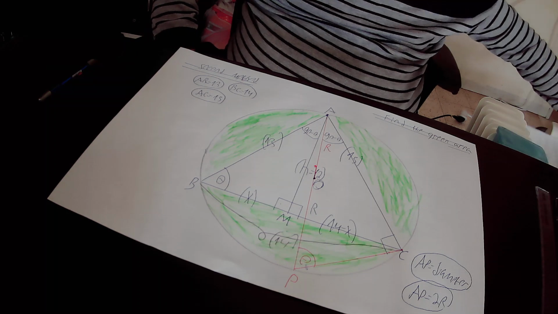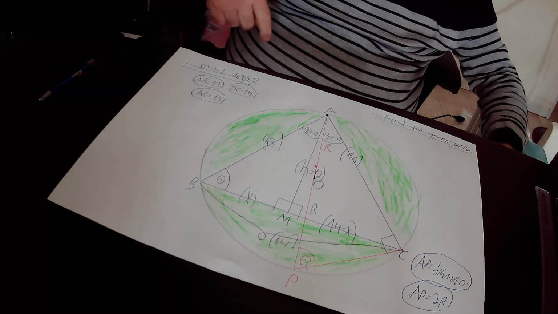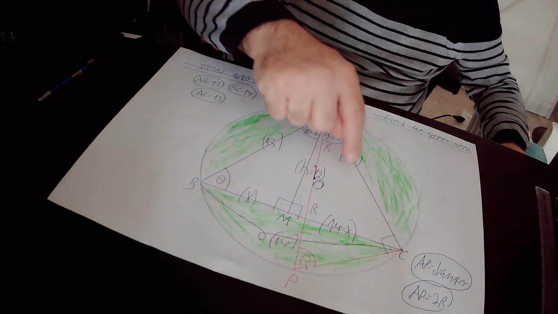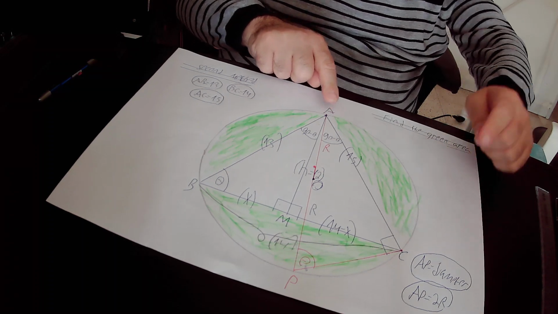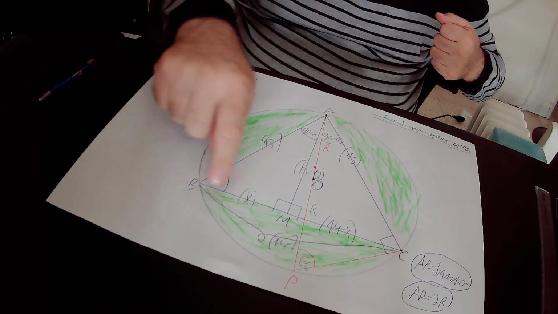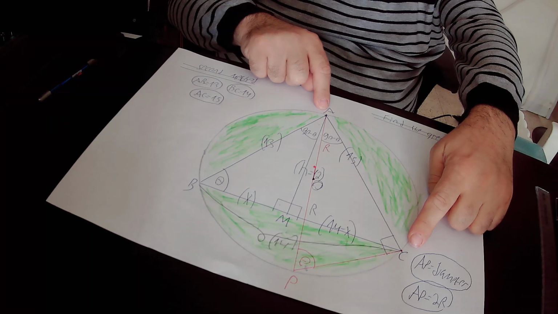Why? Because in our drawing we have peripheral angle APC that rests on chord AC, and we have another peripheral angle ABC that rests on the same chord called AC.